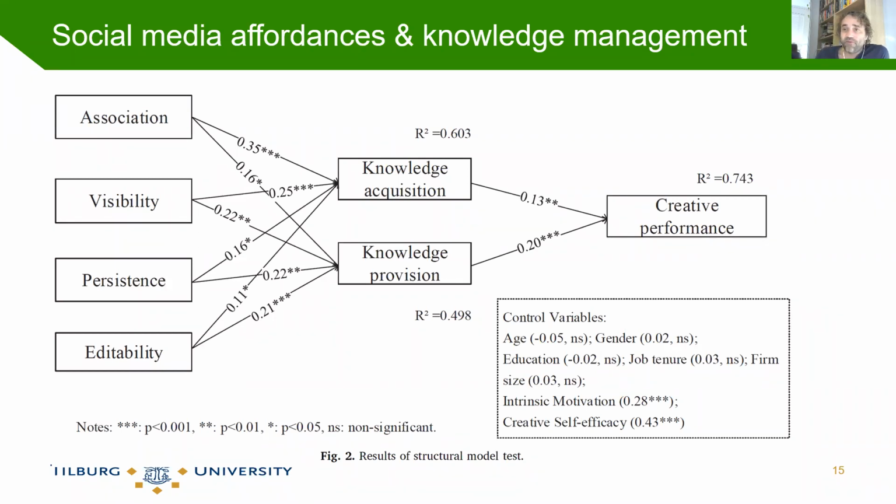And this is from, I forgot the authors of the paper, but this is one of the papers in the literature for today, which have studied if the affordances of social media can actually enhance knowledge management in an organization, or knowledge sharing in an organization, and if that leads to increased performance.